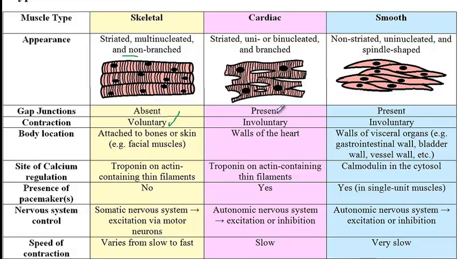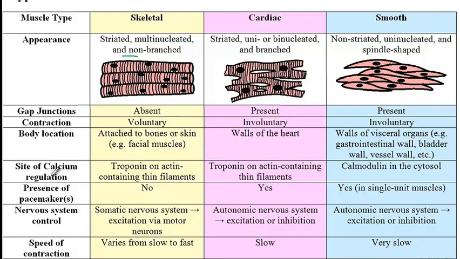In terms of location, skeletal muscles can be either attached to bones like our triceps or biceps muscles, or they could be attached to the skin like, for instance, our facial muscles. Cardiac muscles, as the name implies, construct the walls of the heart, and then smooth muscles we discussed, they're found in the walls of hollow or visceral organs like, for instance, the bladder, GI tract, and blood vessels.